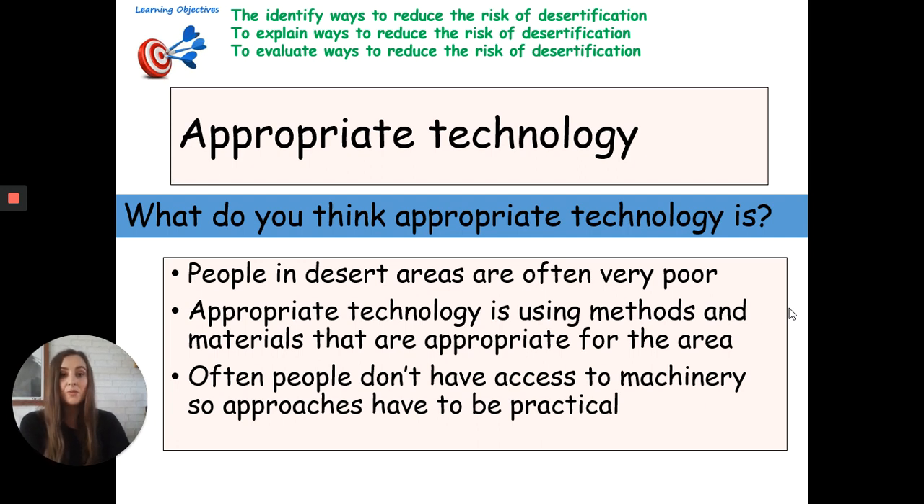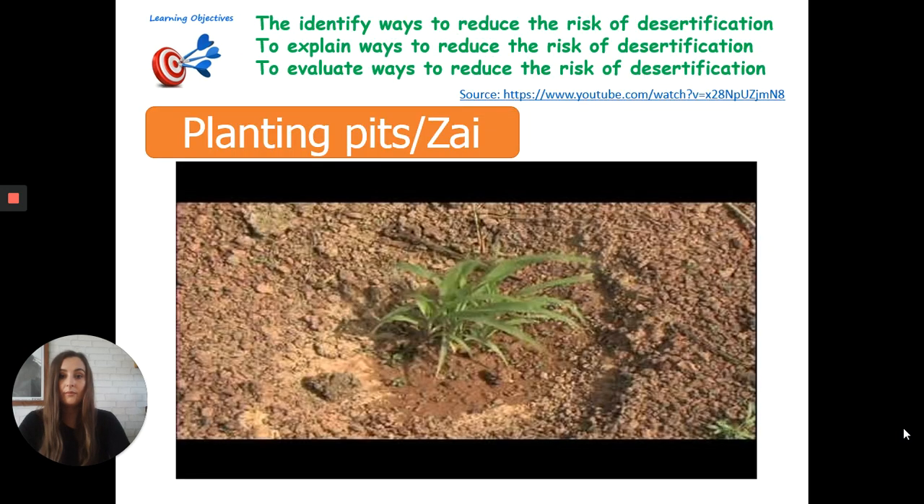Okay, so the first one we're going to have a look at is known as planting pits or zai pits. So we're going to watch the video. Whilst you're watching the video, jot down bits that you take from that video, especially about how planting pits work to reduce desertification, so to stop the land becoming infertile, and think about, well, is it appropriate technology? Can the people living in that region manage that themselves? Bear with me while the video just loads.